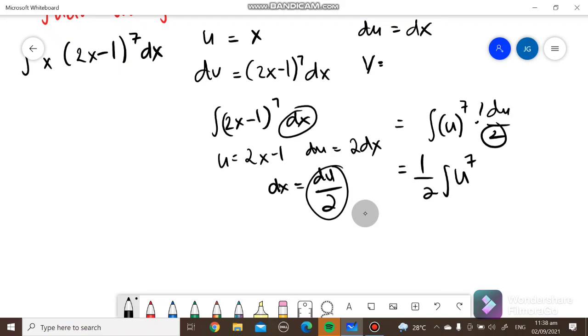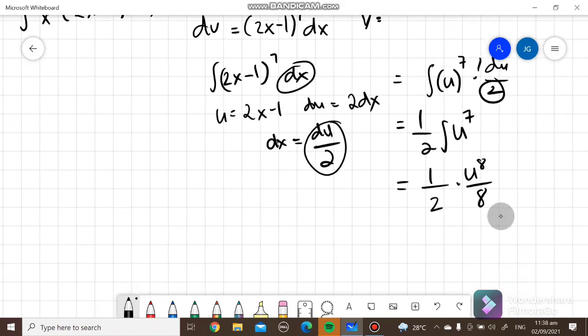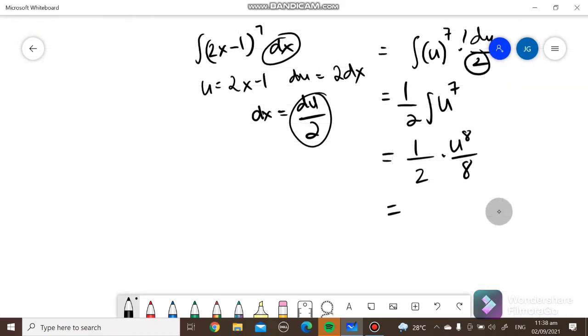What's the integral of u raised to 7? The integral of that is simply u raised to 8 over 8. So, we have 1/2 u raised to 8 multiplied by u raised to 8 over 8. So, multiplying the fraction, we will have 1 over 16 u raised to 8.